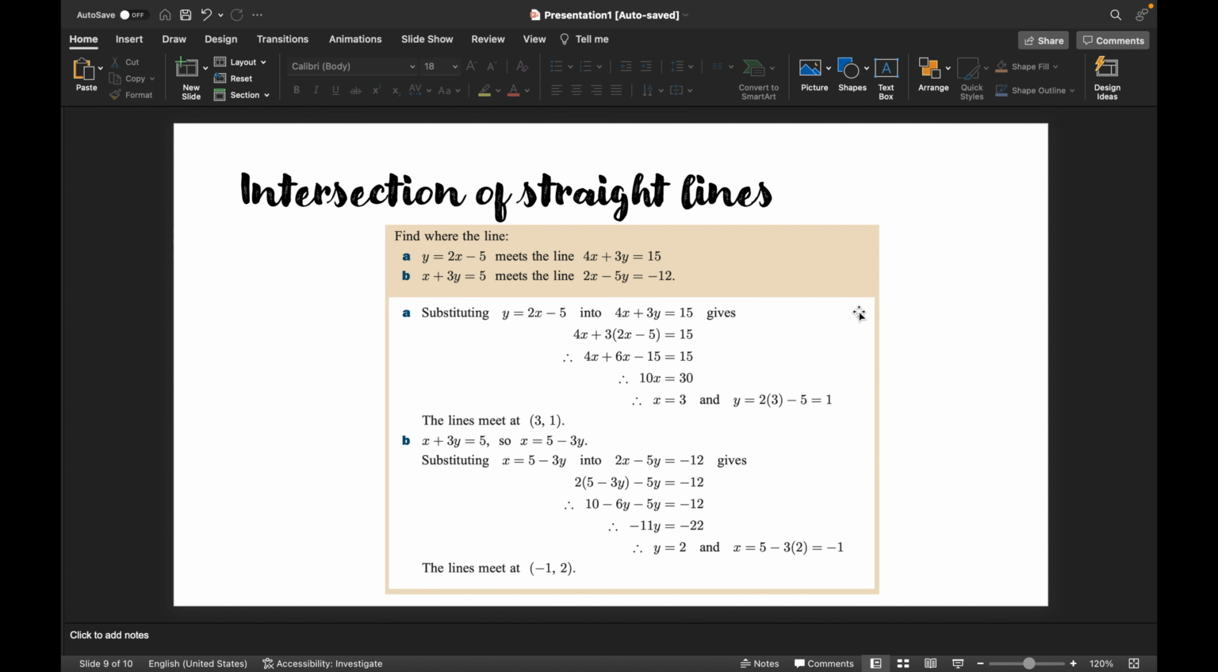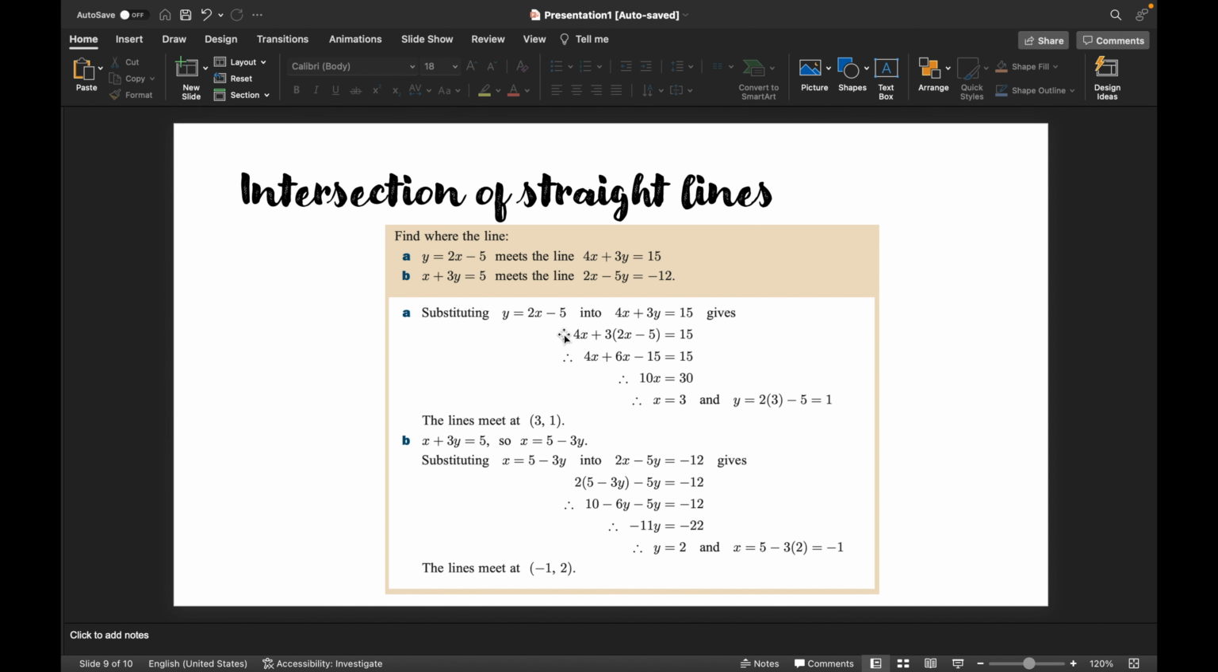Okay, this is very simple also. So what you're supposed to do is equate the values of y, and then find the value of x, and then substitute the value of x that you get into any one of the equations, and you'll end up with the same y value. So it's basically pretty simple. So let's just look at the worked example.